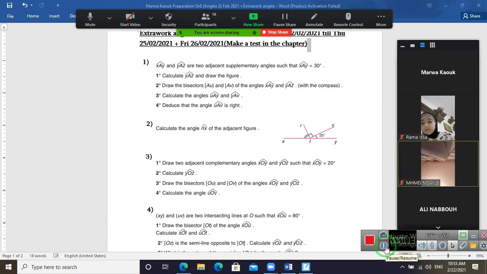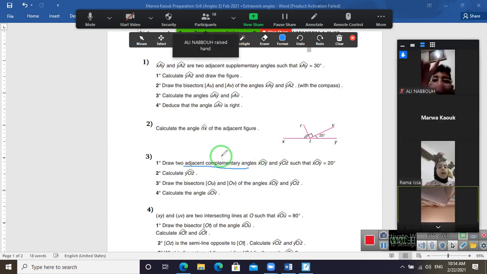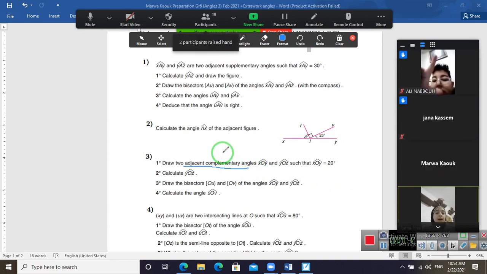Now in exercise 3, it's similar to exercise 1, but here we have adjacent complementary angles. Now draw two adjacent complementary angles. What is the meaning of adjacent complementary, Rama? If I underline adjacent complementary, what should I write next to it? Their sum is 90 degrees.